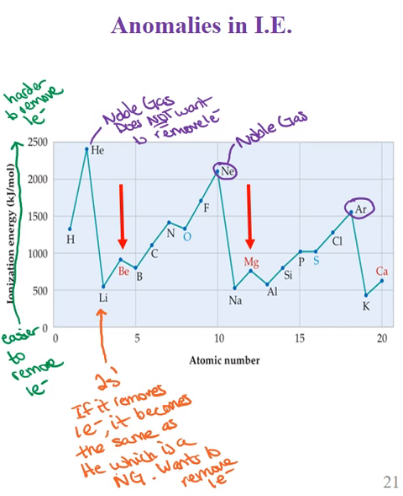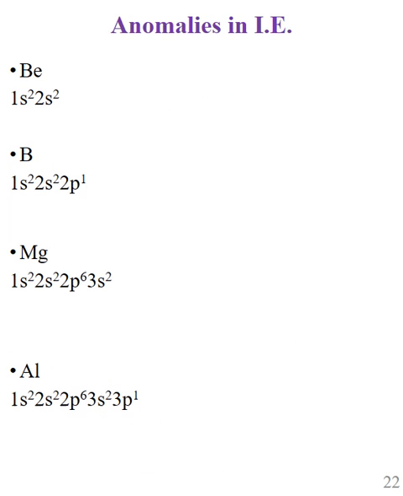Now beryllium is higher, but then after that, boron, the next one, goes down. Shouldn't it just keep going straight up? So we're going to look at beryllium and boron, and we want to know why this occurs. Here I gave the electron configurations for four different elements: beryllium, boron, magnesium, and aluminum. Let's look at beryllium first.